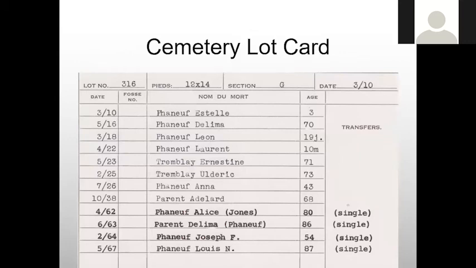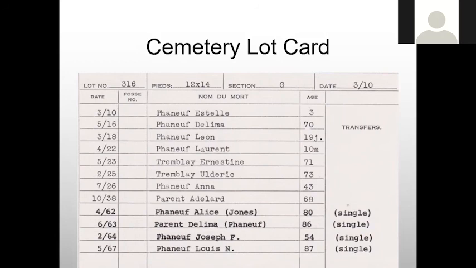Cemeteries, there are headstones, but sometimes your relative doesn't have a headstone. And in some cases, there are headstones, but there are multiple burials in the plot. Here's a cemetery lot card that is available in a cemetery office. And it gives a listing of all the people. There happen to be 12 plots in this lot.